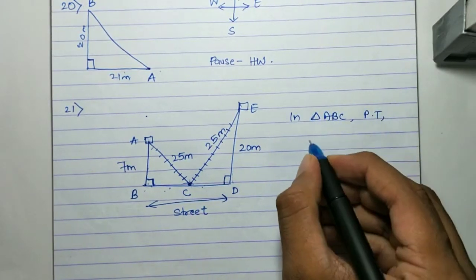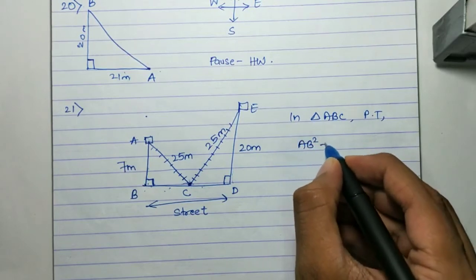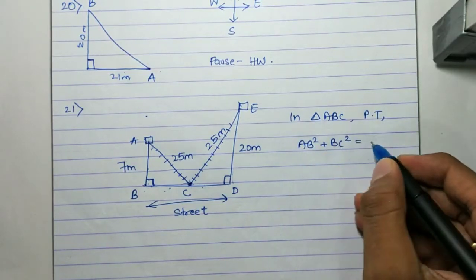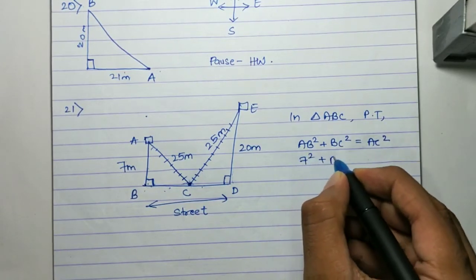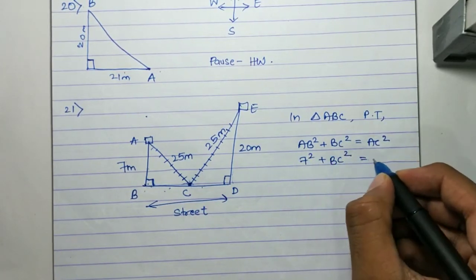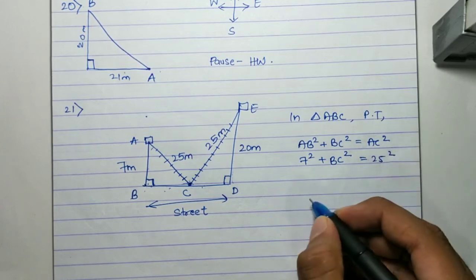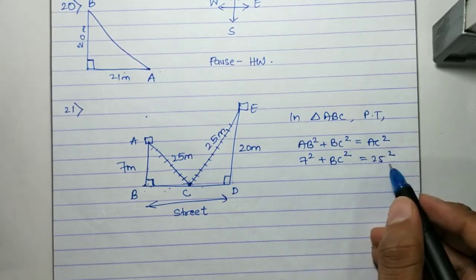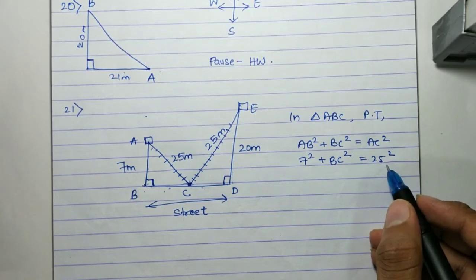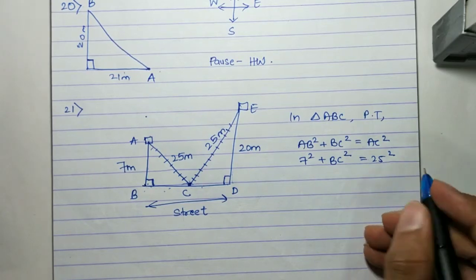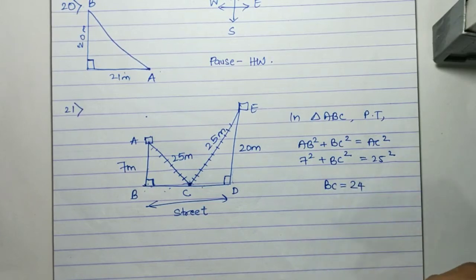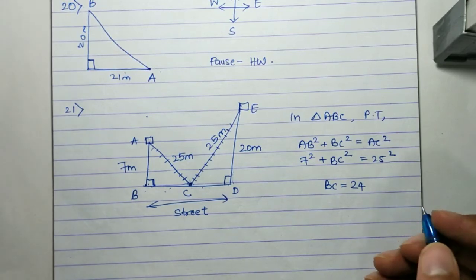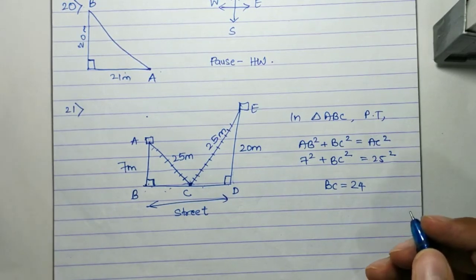Using Pythagoras theorem, AB square plus BC square equals AC square. So AB is 7 square, BC is not known, and AC is 25 square. Solve this and find the value of BC. You will get the answer as 24. Solve and see what answer you get.